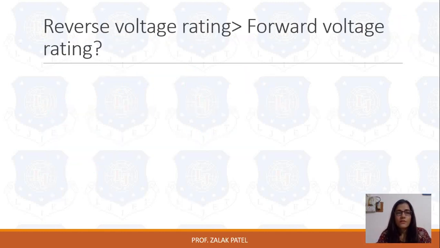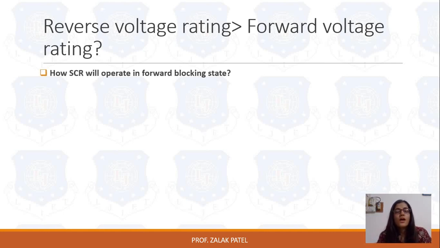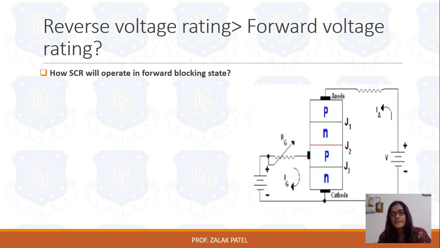First of all, the question is why the reverse voltage rating is greater than the forward voltage rating. Before discussing the voltage rating, we should know about the forward blocking state. So how will SCR operate in a forward blocking state? For operating in a forward blocking state, the SCR voltage should be less than the breakdown voltage rating. So it operates like this.